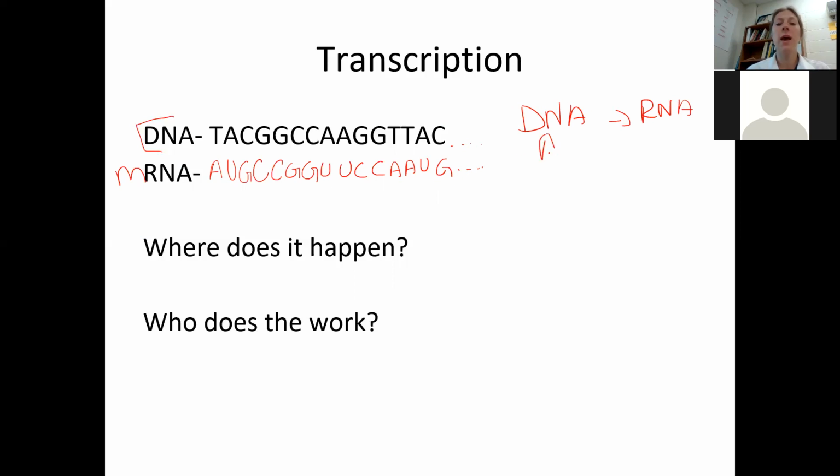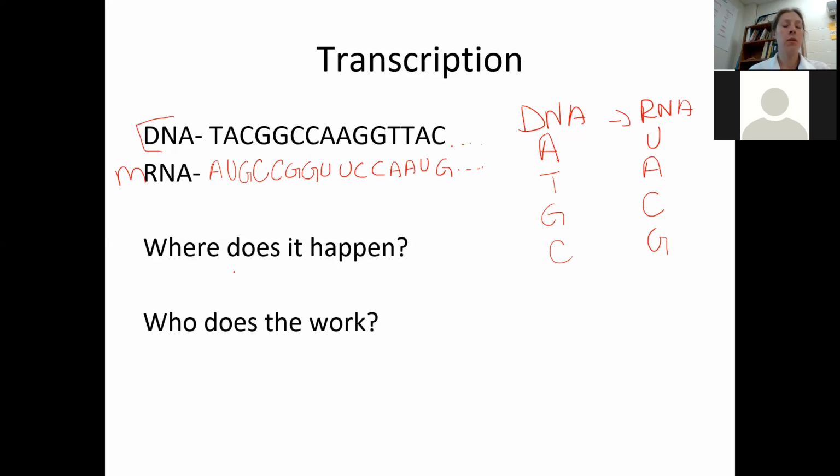So if there's an A on DNA, I'm going to put a U on the RNA strand that I'm building. If there's a T on the DNA, I'm going to put an A. If there's a G, I'm going to put a C. And if there's a C, I'm going to put a G. So having a cheat sheet like this in your notes might help you with these problems, so that whatever I see on DNA, this is what I have to put across from it on RNA.